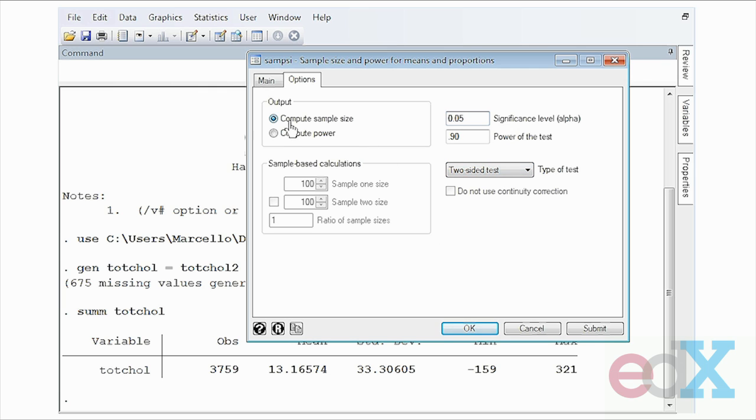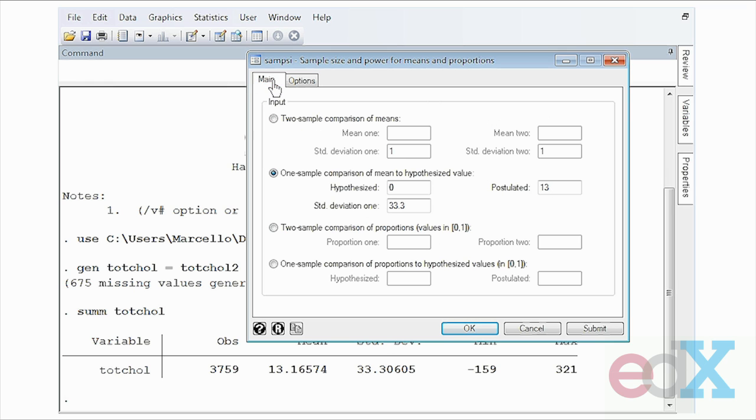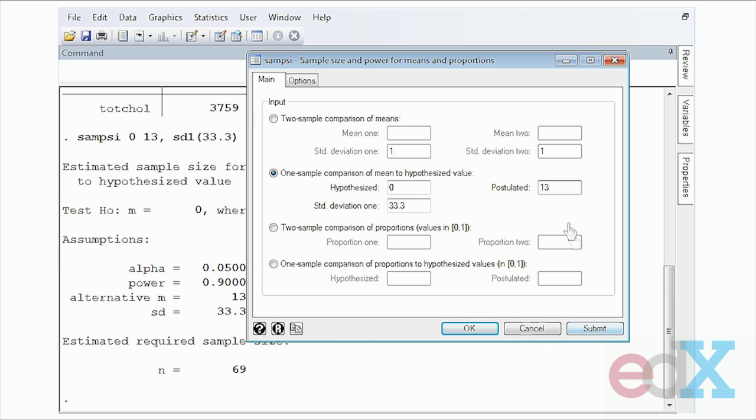And so what we're going to ask Stata to do for us is to compute the sample size. So what are we asking it to do? We're saying, well, how big a sample do I need if I'm going to test at the alpha equals 0.05 to have a 90% chance of detecting what? A difference of 13. So let's submit that, and there it is.